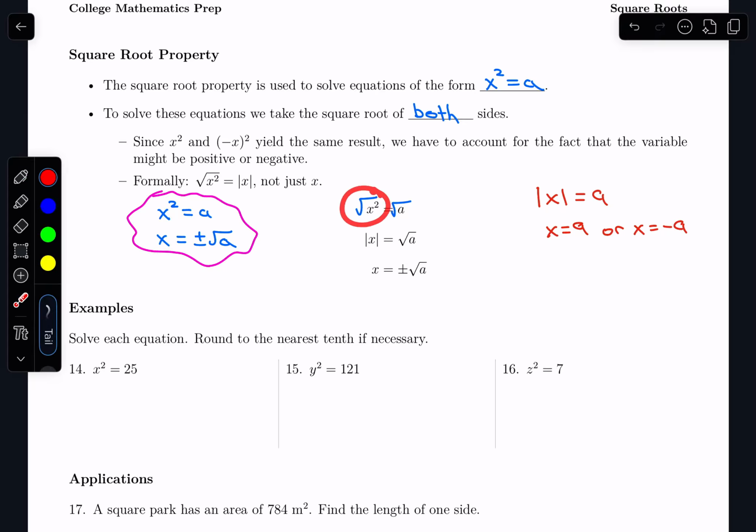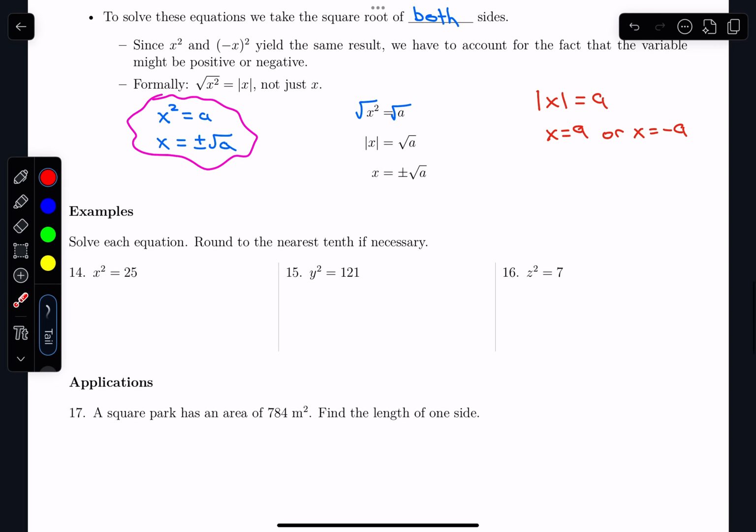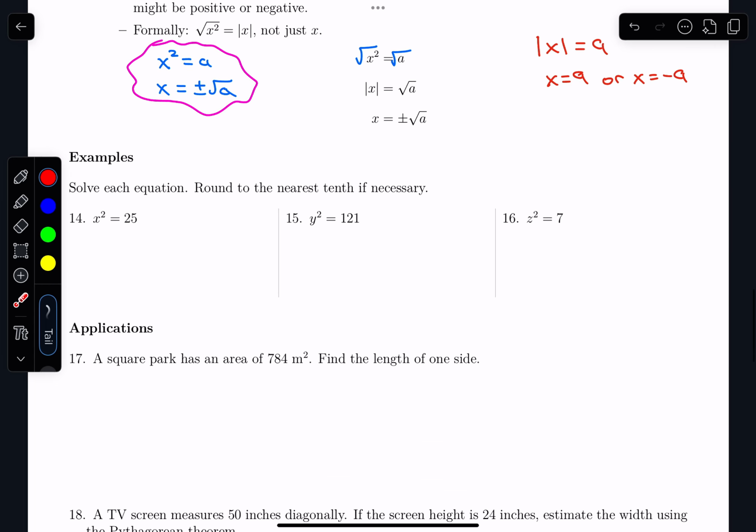The square root of x squared gives us the absolute value of x, which means that the answer could be plus or minus whatever the square root of a is. All right, now let's do the examples. It says solve each equation, round to the nearest tenth if necessary. So for all of these, we're just going to be square rooting both sides.